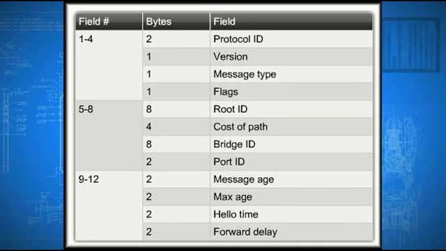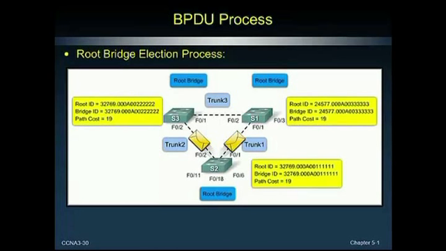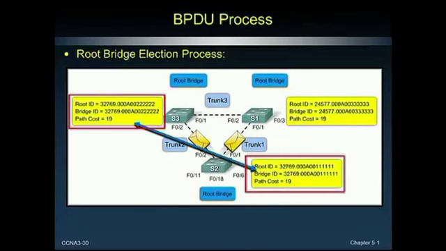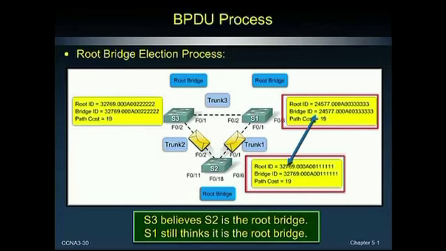This table shows the root bridge and the cost of the path to the root bridge. In the root bridge selection process, we can see that there are three switches shown in the topology: switch 1, switch 2, and switch 3. Here we can see that switch 2 is going to send packets to S3 and S1, all of which have the root ID, bridge ID, and path cost. S3 believes S2 is the root bridge, while S1 still thinks it is the root bridge.